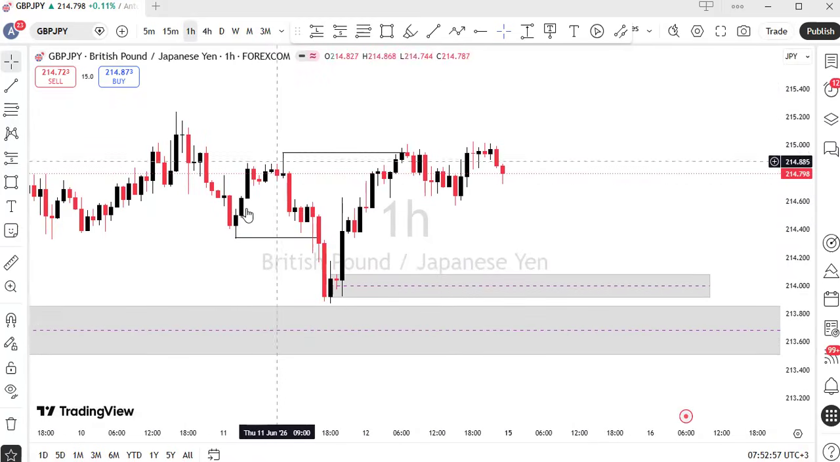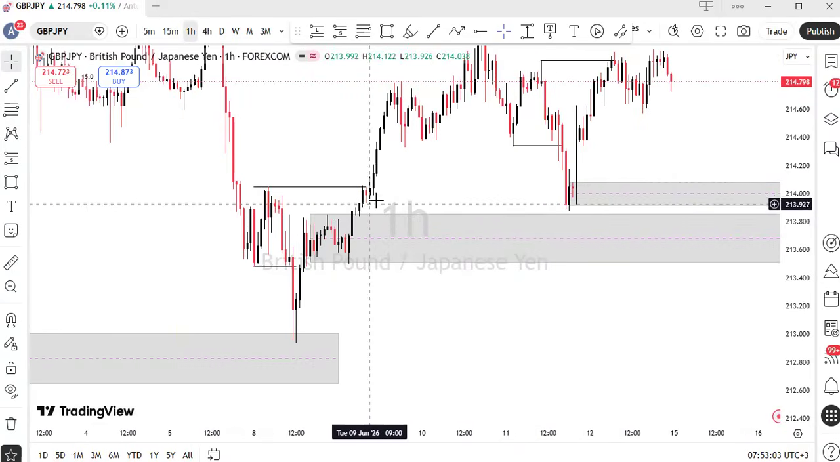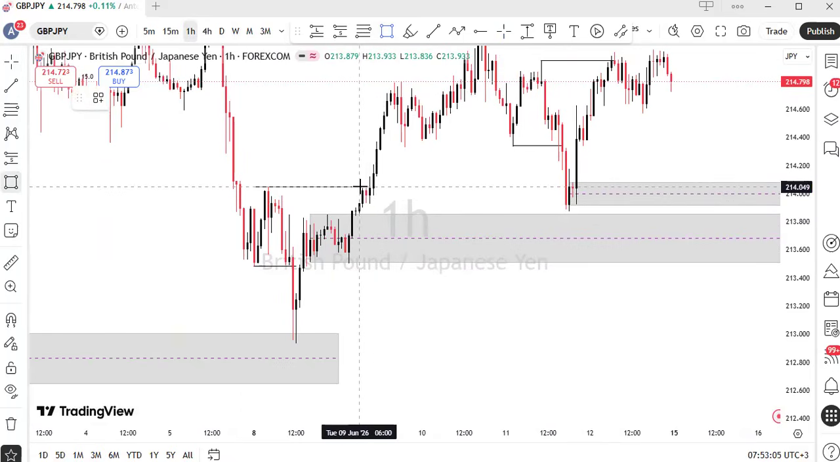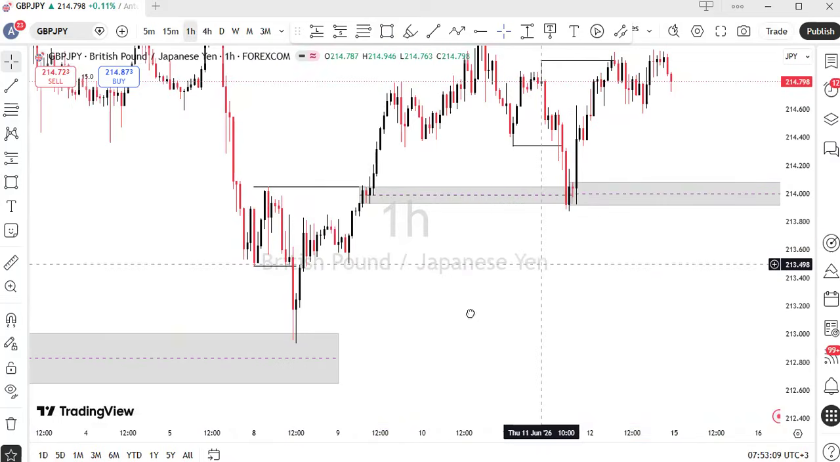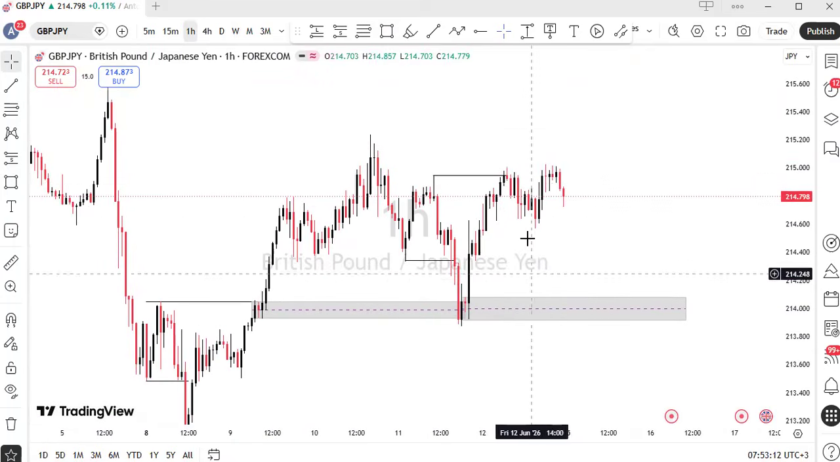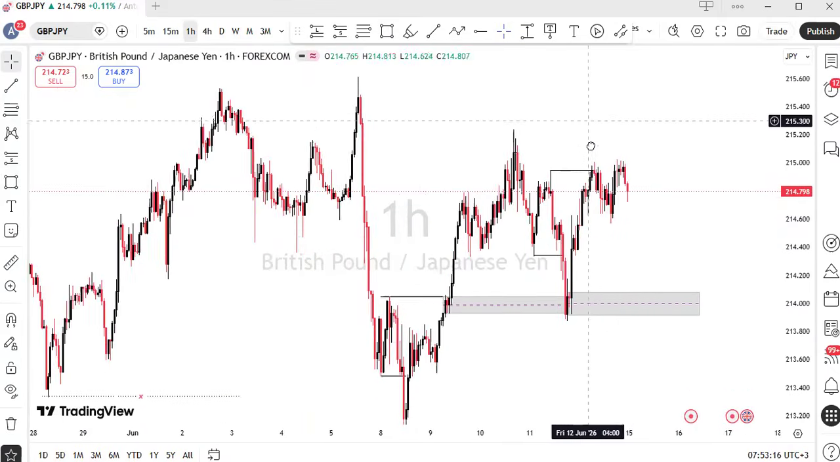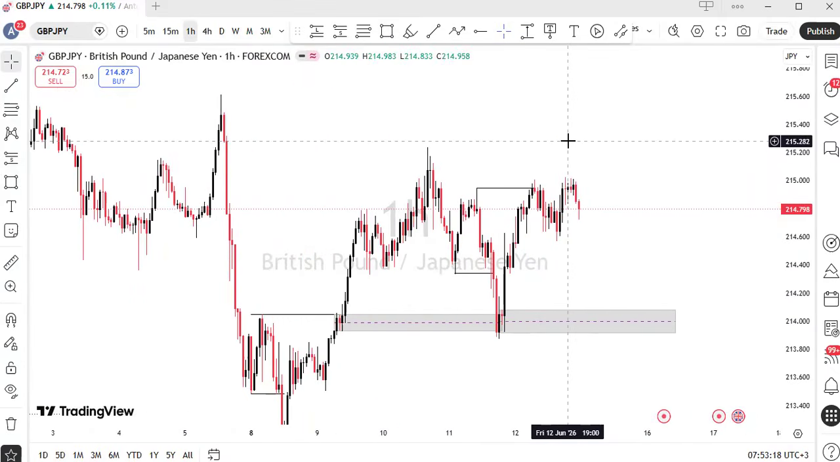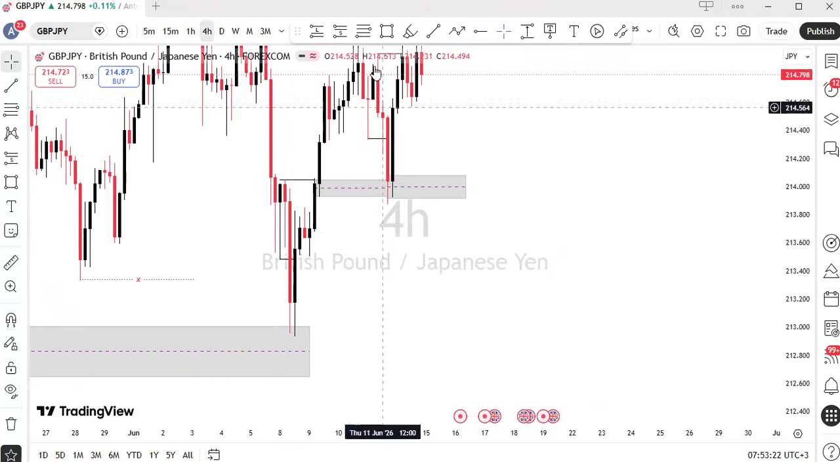Okay, so you can see we have a valid pullback from the 1 hour. We have this change of character, meaning now the market is respecting that fair value gap. And of course, from the 1 hour, you can see this small order block where the market reacted from that order block, and we are currently buying. So of course, with this pair, I can also say that we are really bullish.